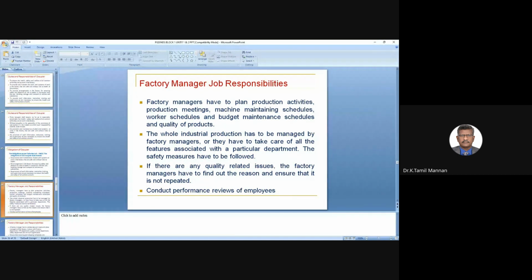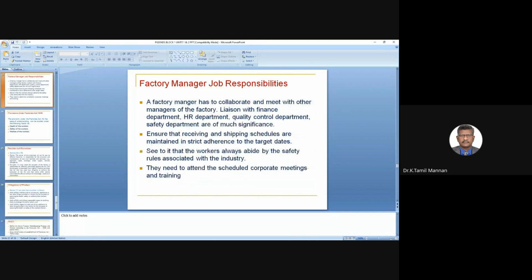The factory managers have to take care of all features associated with the particular department, whether the safety measures are followed or not. If there are any quality related issues, the factory managers have to find out the reasons to ensure that they are not repeated in terms of safety. They also conduct performance reviews of employees periodically, which may help to avoid safety problems in the industry.